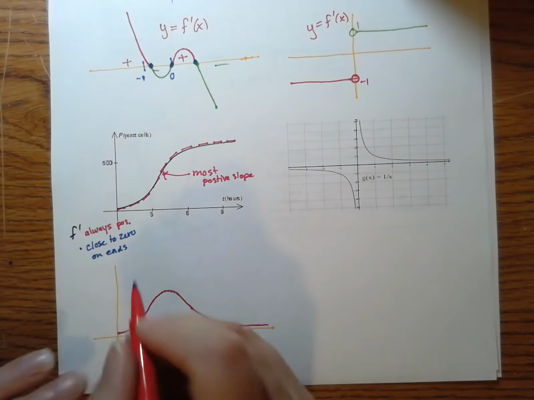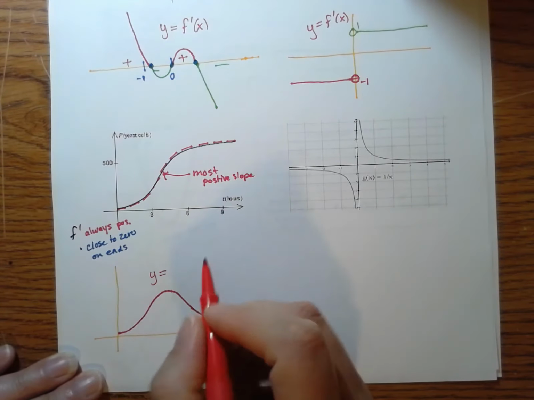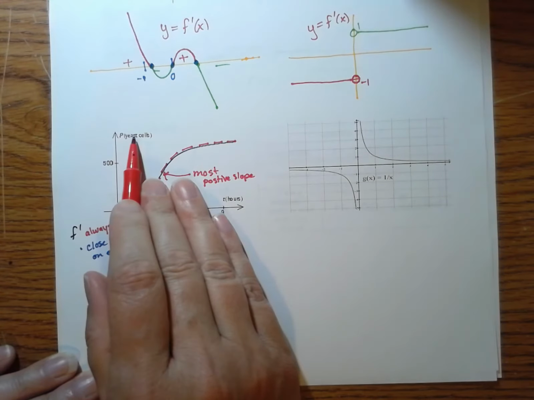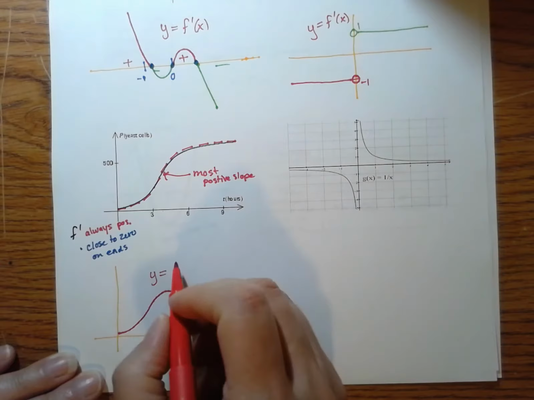All right, let me label this and then we will move on. So I didn't see a name. Oh, this was P. P was a function of the number of yeast cells, it looks like. I don't know. We'll just call it P prime.